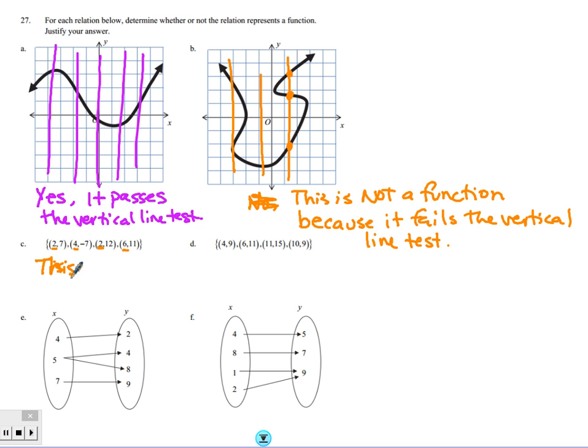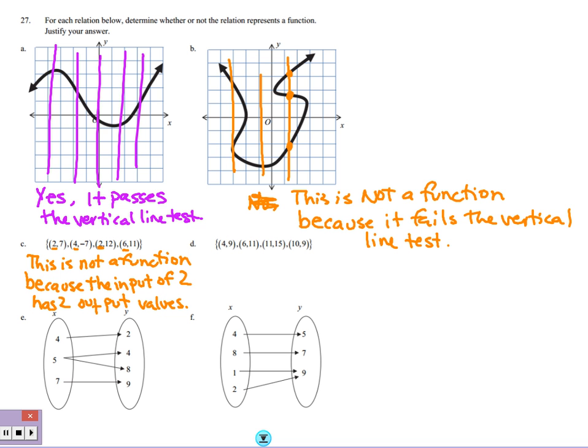I'm going to write it so that the video is not so long. I'm going to pause and write it, and then we can read it. So we're going to state this is not a function because the input of 2 has 2 output values. So this fails. If we were to plot those points, it would fail the vertical line test.